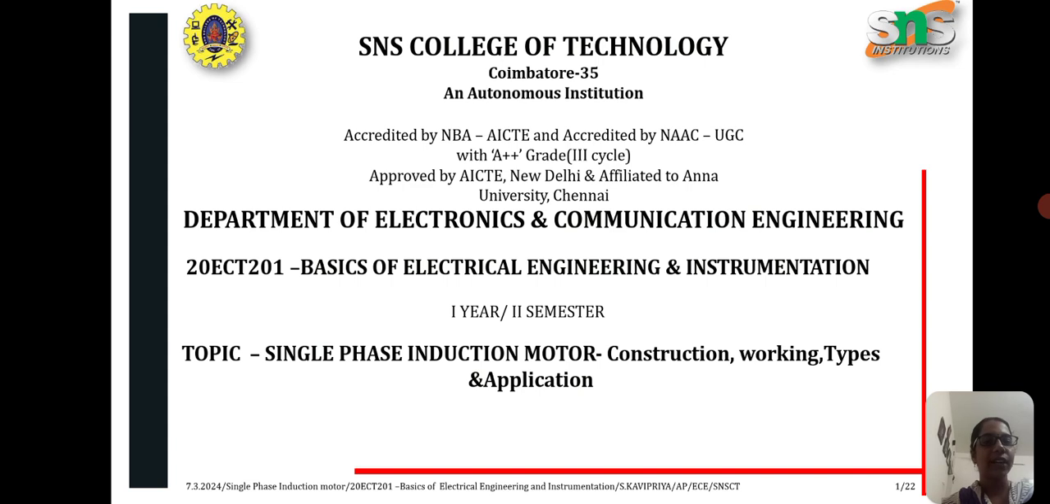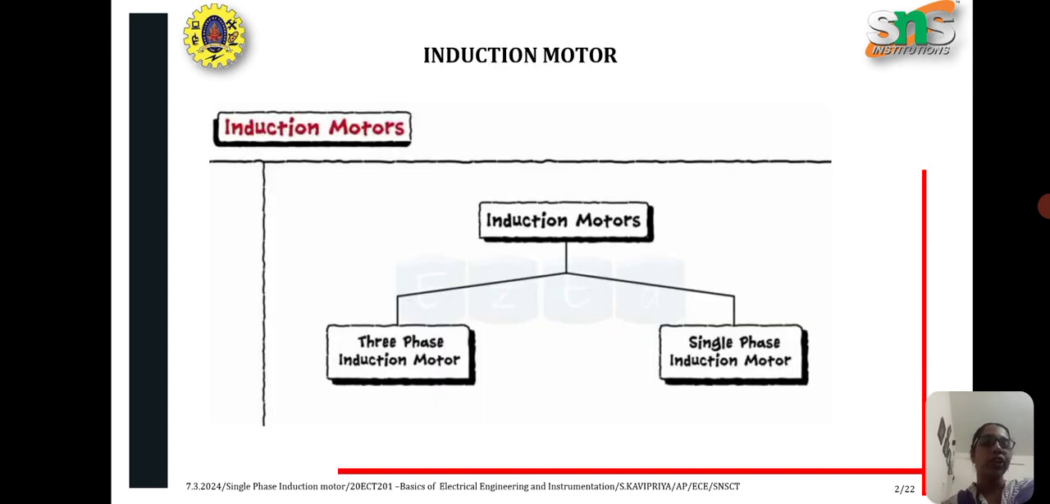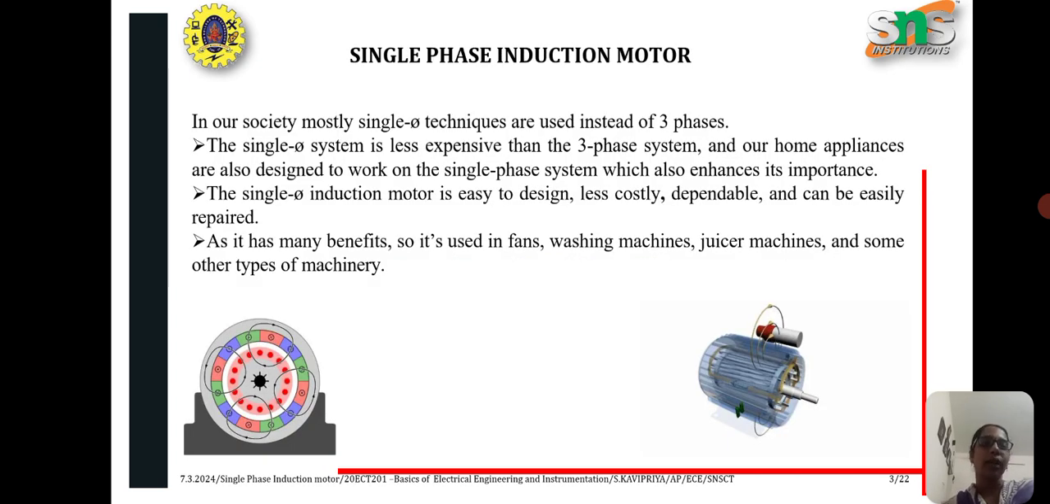Today I am going to deliver a topic on single phase induction motor: construction, working, types and applications of a single phase induction motor. Generally induction motors are classified into three phase and single phase. The single phase induction motor is more widely used than the three phase induction motor in domestic applications because it is very easy to design, less costly, dependable and can be easily repaired. So it is used in fans, washing machines, juicer machines, and also in some types of machineries.